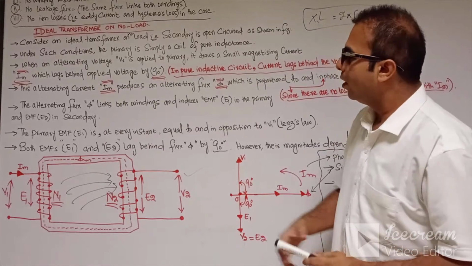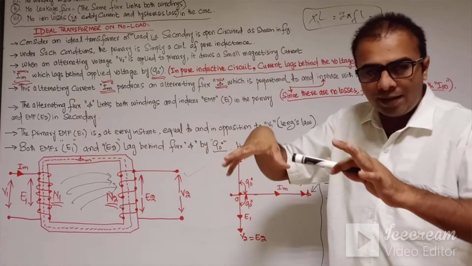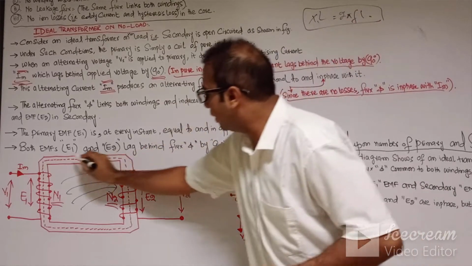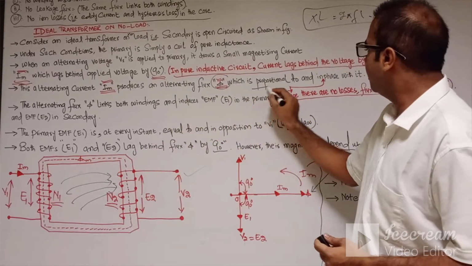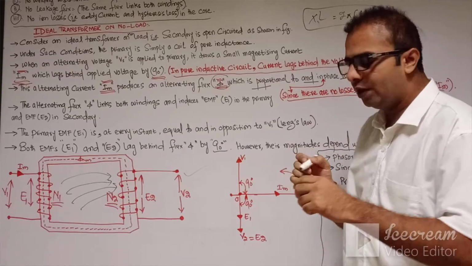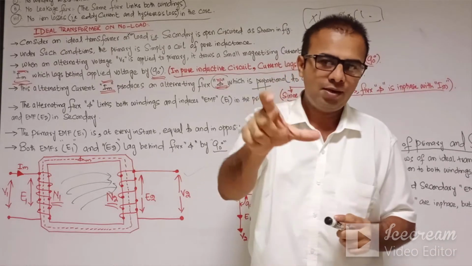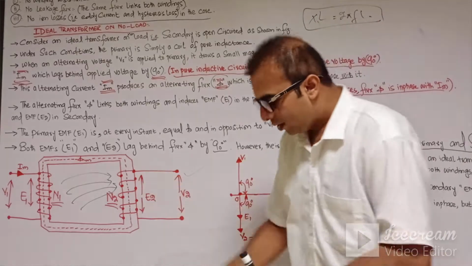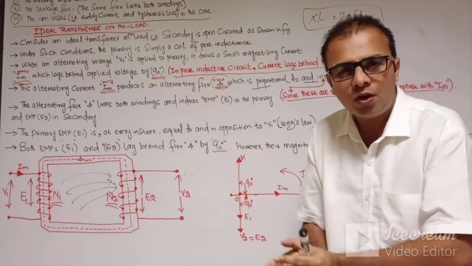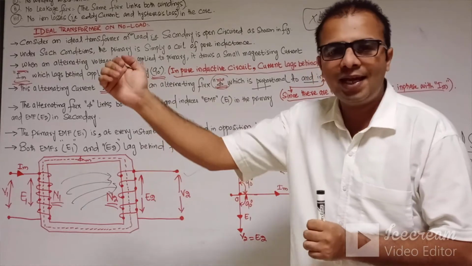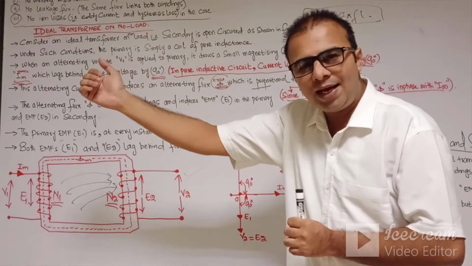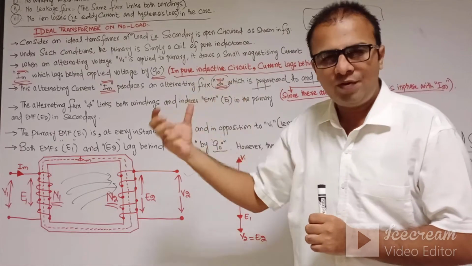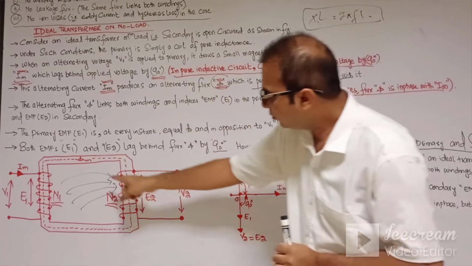Okay. Alternating current Im produces an alternating flux, the main flux, in the core of the transformer, which is proportional and in phase to the magnetization current. Means your primary draws the supply current from the main supply. The EMF is induced in the primary winding.